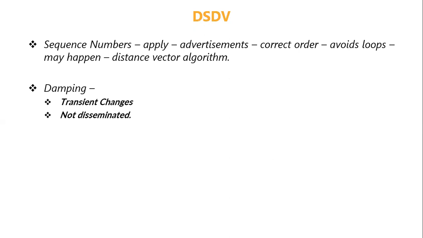So the waiting time depends. It depends on how much time it will wait. That may vary. The waiting time depends on the time between the first and the best announcement of a path to a certain destination. So it depends on the different paths.